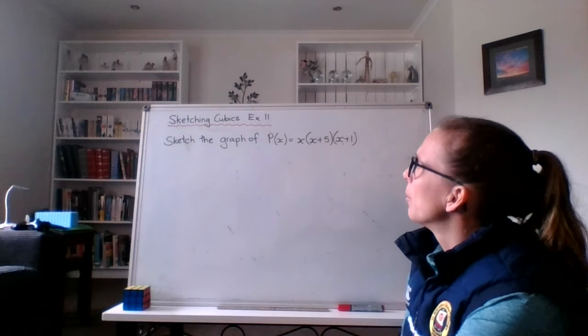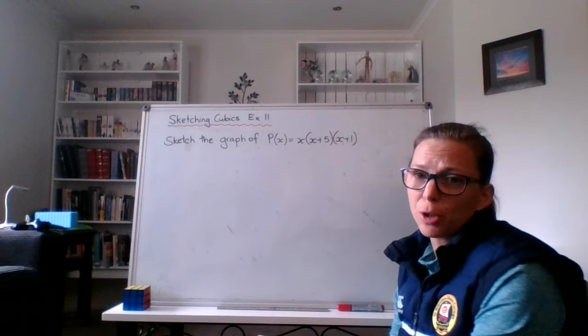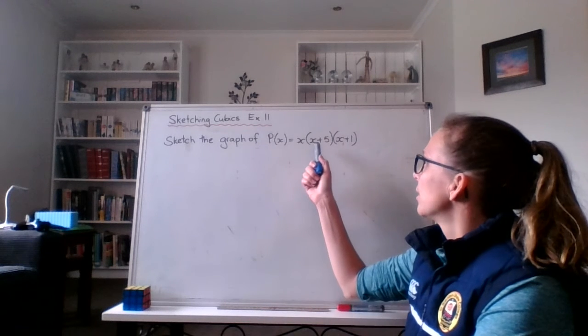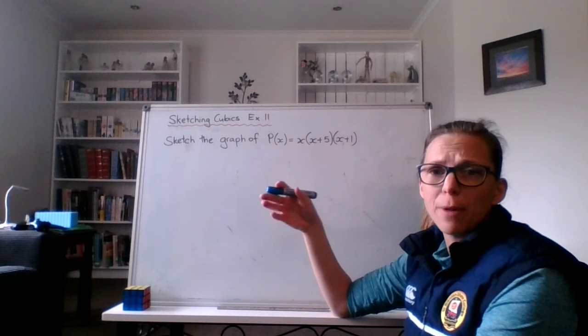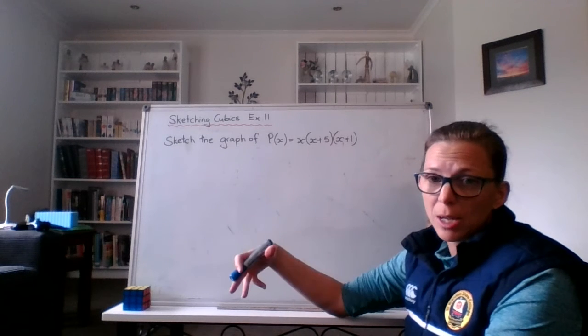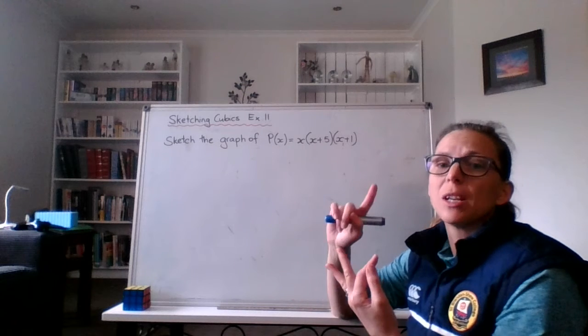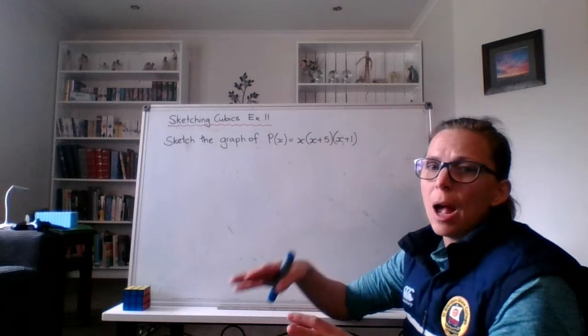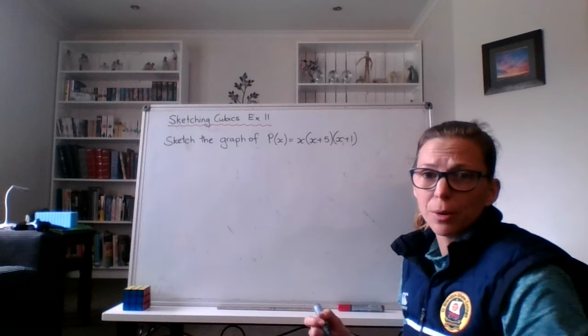So with this question, we're being asked to sketch the graph of the polynomial or the cubic function x times (x plus 5) times (x plus 1). Now this function is already in factored form, so we don't have to use the factor theorem, we don't have to do polynomial division. It's already done for us, okay?